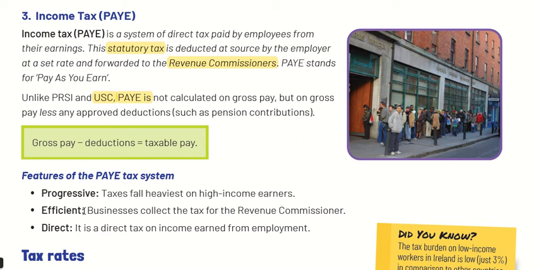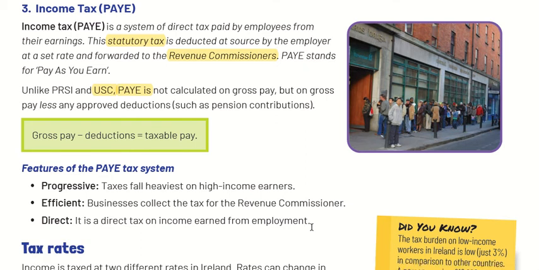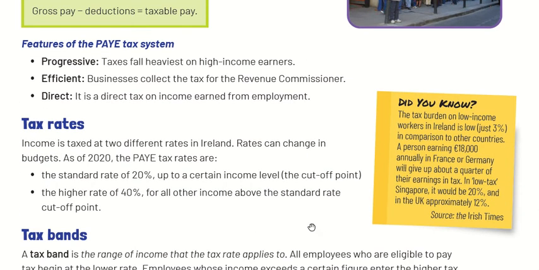It's efficient, because there's a new PAYE system now that's all online and more real time. The Revenue Commissioners are more aware of what people are paying and how much is owed. It's direct because people are aware of it. Remember, it's a direct tax on employment, whereas VAT, for instance, is indirect because people are not so aware that they're paying it.